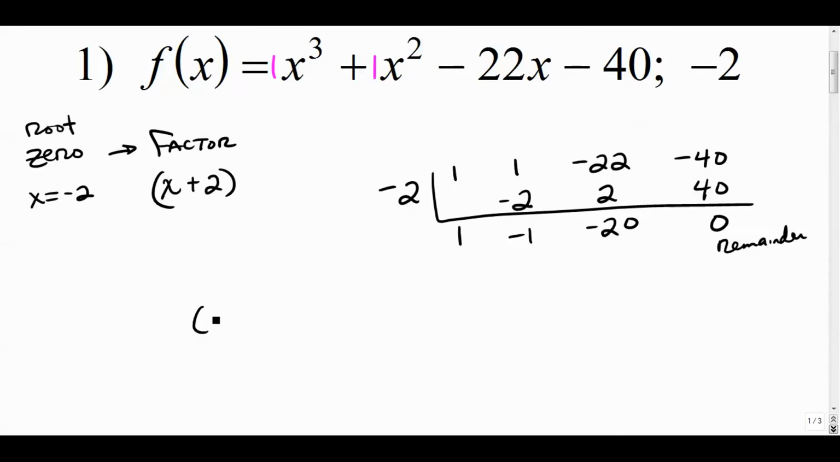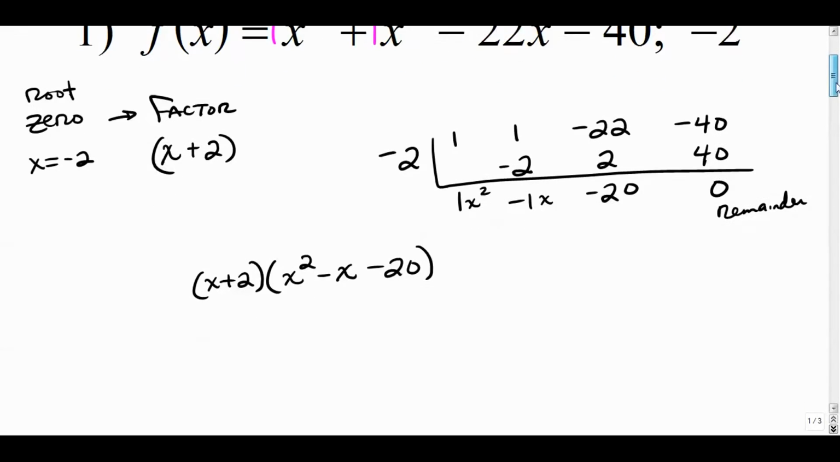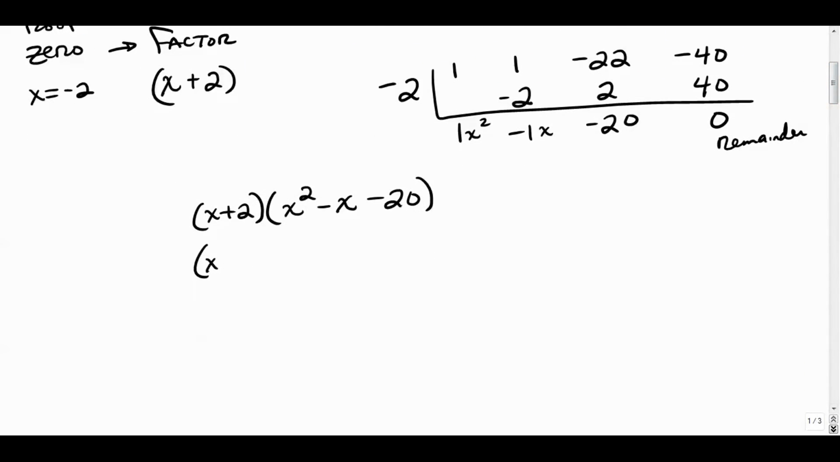So I have my factor x minus -2, which is x plus 2, and then what's remaining after I divide that out is, if it started as a cubic, now it's going to be a quadratic. So x squared minus x, these are my new coefficients, minus 20. So it's x squared minus x minus 20. And we want to try to factor that thing. So I'll bring this down. And what I'm going to try to do is factor this quadratic.